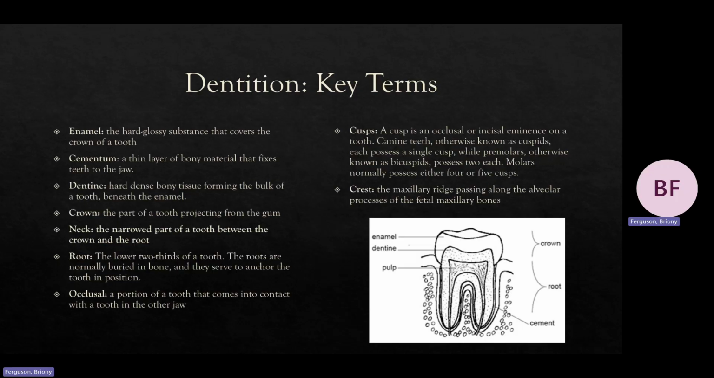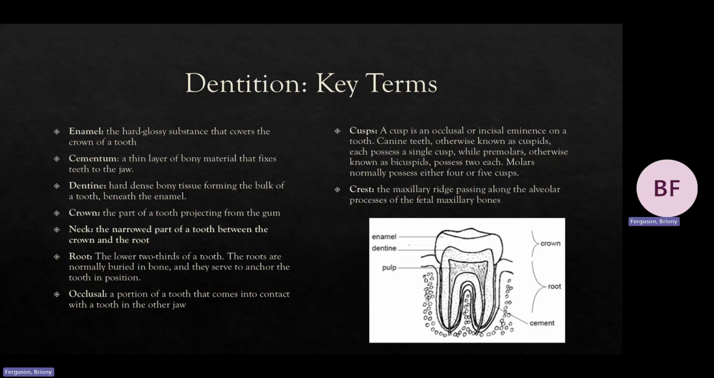The occlusal surface is the portion of your tooth that comes into contact with another tooth in the other jaw. So it's basically just that top of your teeth that you use whenever you bite or chew something. Cusps. These are the little bumps that you see in teeth. It's an occlusal or incisal eminence on a tooth. Canine teeth, sometimes known as cuspids, each possess a single cusp, whereas premolars are sometimes known as bicuspids because they typically possess two cusps.